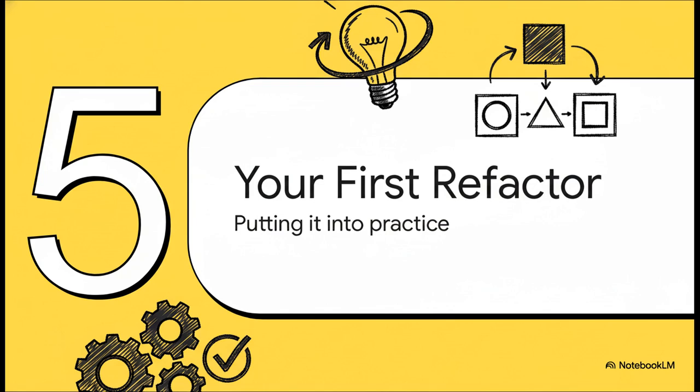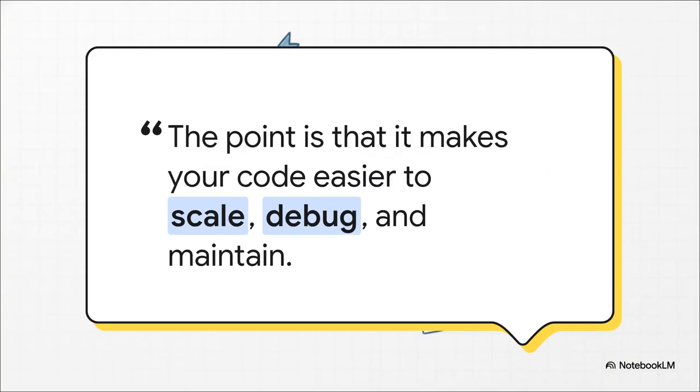Okay, your turn. Let's talk about your first MVVM refactor. It's time to take what we've learned and put it into practice. And really, this quote says it all. The whole point is to make your code easier to scale, debug, and maintain. We're not doing this just to follow some abstract architectural rule. We're doing it to make our jobs easier and to build better, more robust apps in the long run. It's a practical solution to a very common problem.